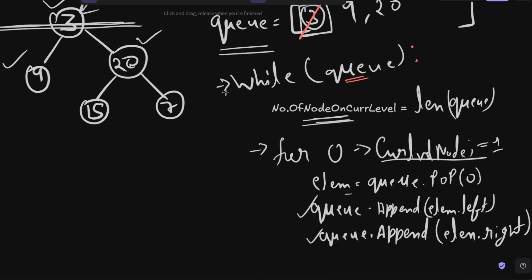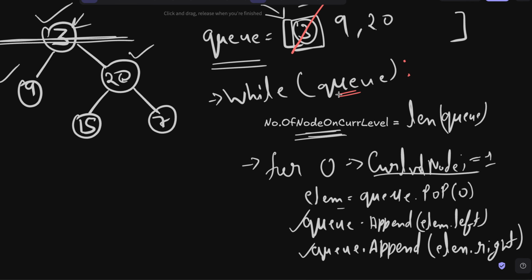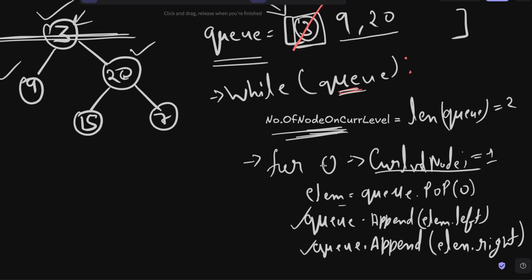Then we will come back here. We will check if the queue is empty or not. It is still not empty. So we will continue. Then we will take the current length. Then we know that the length is now 2. So this thing will simply become 2 now. Then we will start from 0 to 2. First we will pop this particular element 9.